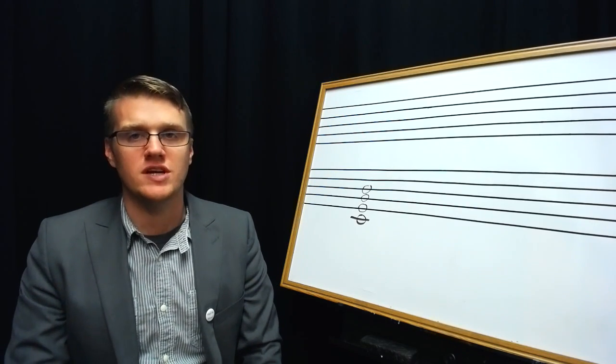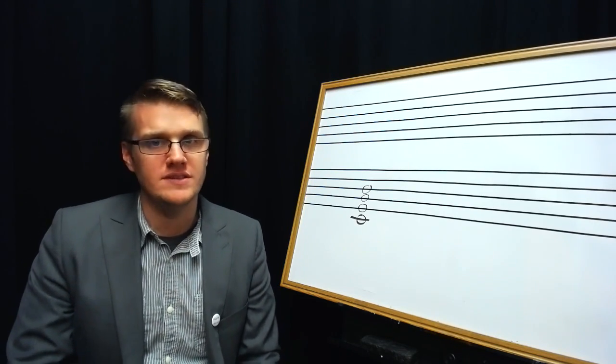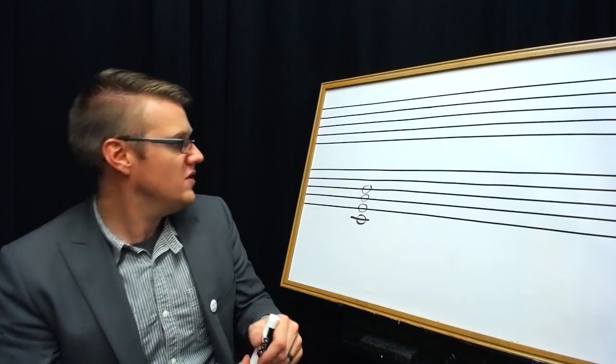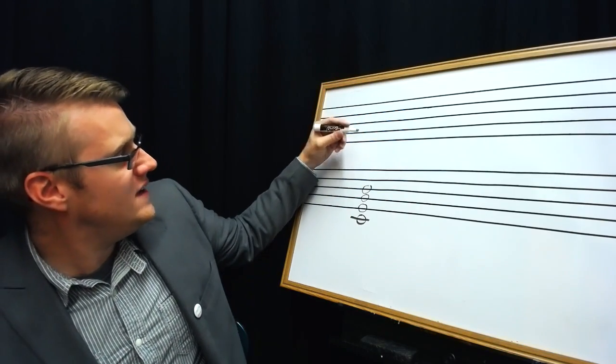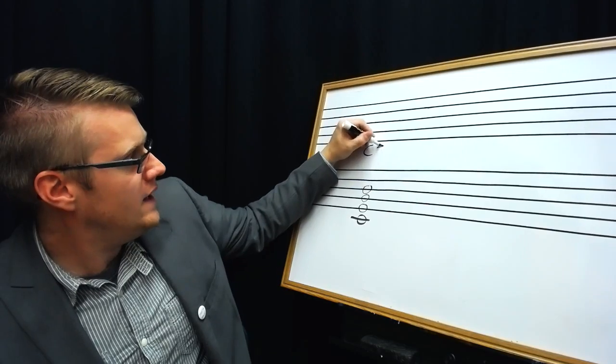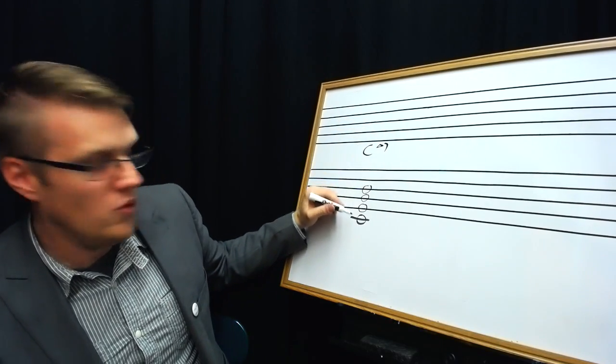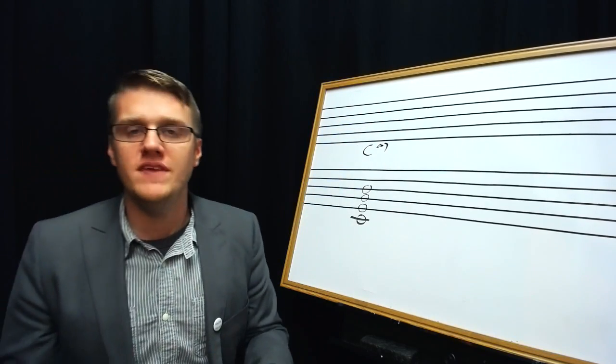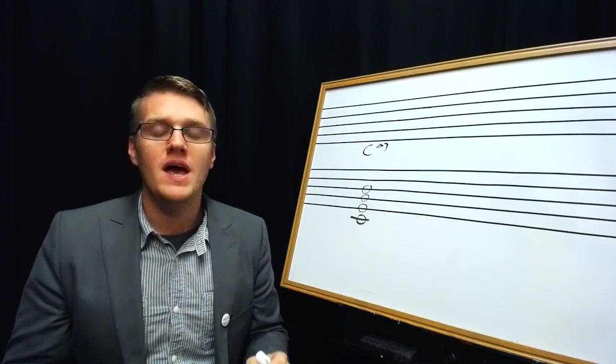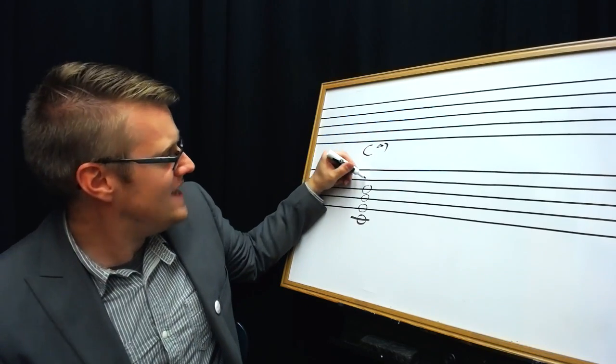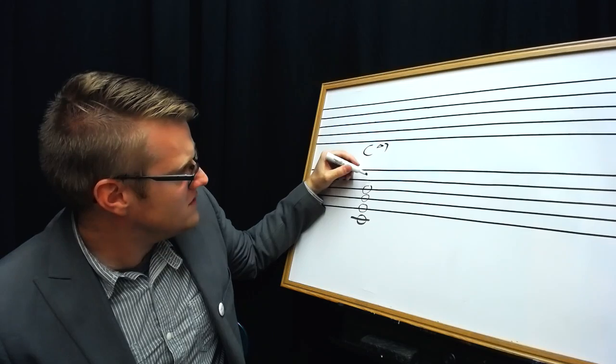In this episode, we're going to talk about extensions and alterations. Let's start with extensions. So this chord right here I have is a C major 7 chord. It's spelled C, E, G, B, root, 3rd, 5th, and 7th. All of these notes are within 1 octave. An extension is a note that is above 1 octave or outside of 1 octave.